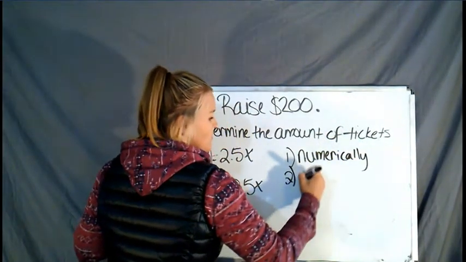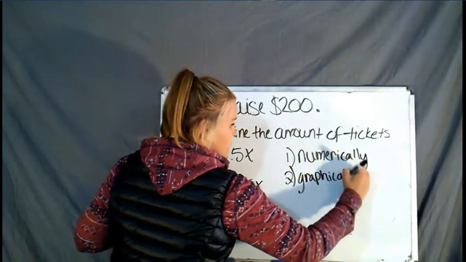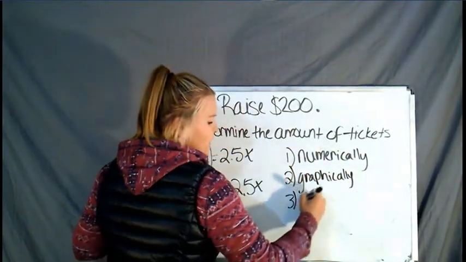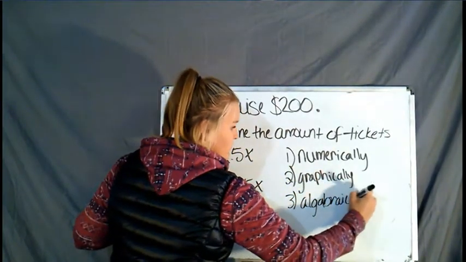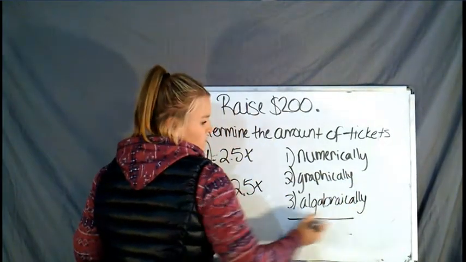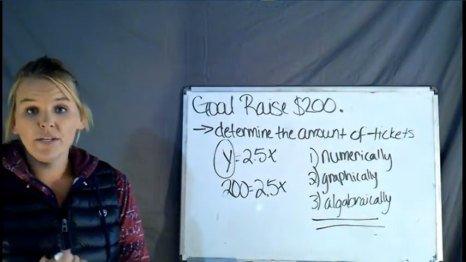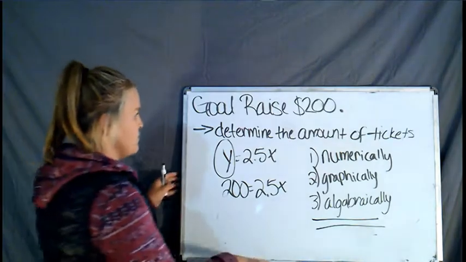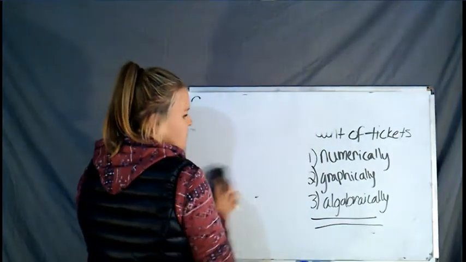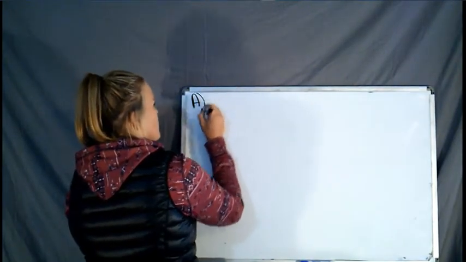Method number 2 is going to be to solve it graphically. And method number 3 is going to be to solve it algebraically. And we're going to go through each of these methods so that you know what each of them entail. Method number 1, numerically.